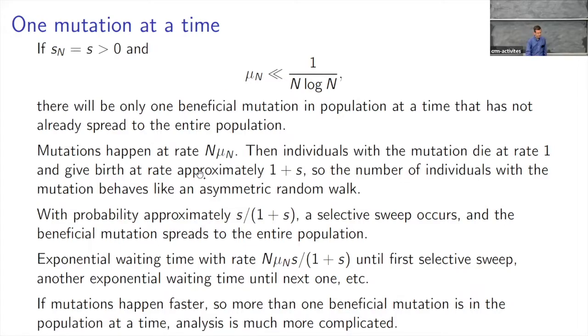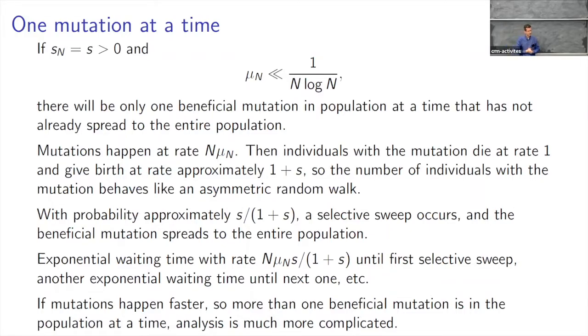Now we have these mutations at rate n, the number of individuals, times mu n, which is the mutation rate per individual. And then once one of these mutations appears, individuals with the mutation are going to die at rate 1 and give birth at rate approximately 1 plus s. And so the number of individuals with the mutation is going to move up and down like an asymmetric random walk.